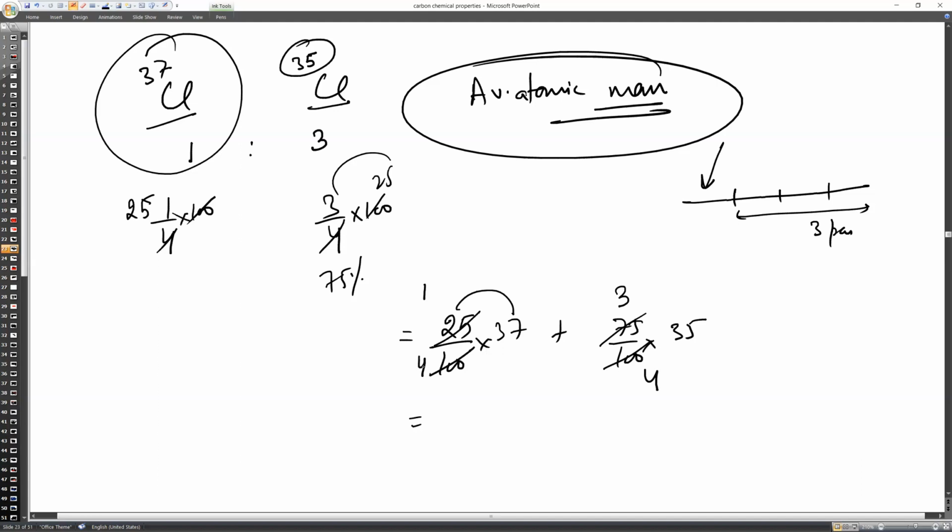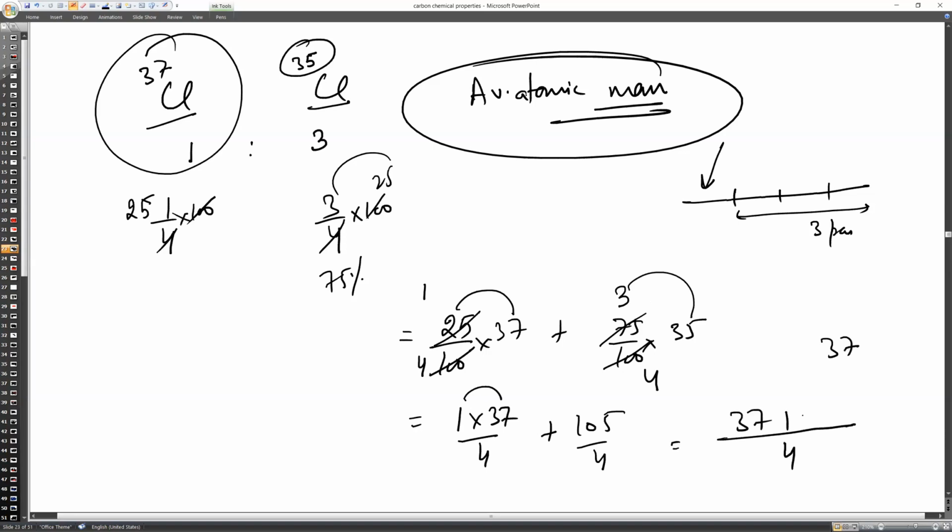Just check it, okay? So 1 into 37, when you divide by 25, you'll get 25 ones are 25, 25 fours are 100, and 25 threes are 75. So you will have 1 into 37 upon 4 plus 35 threes are 105 upon 4. So 1 into 37 is 37, plus 105 upon 4. When you add these two, you will get 142 upon 4, and when you divide it, you will get 35.5.